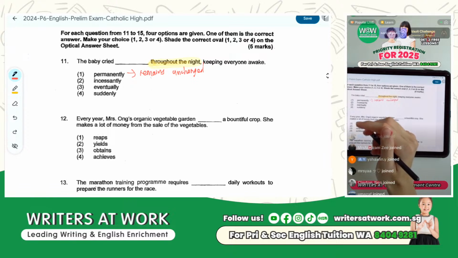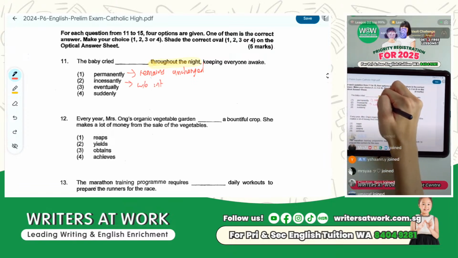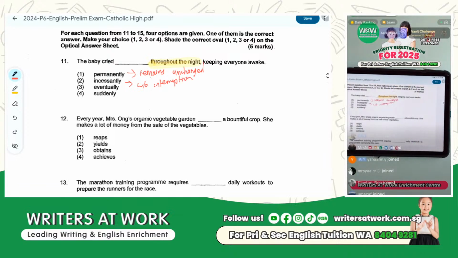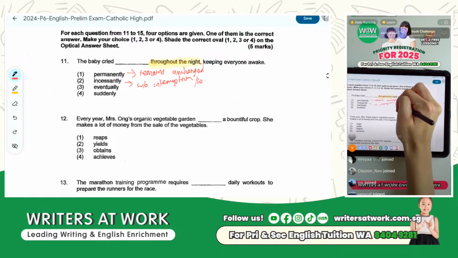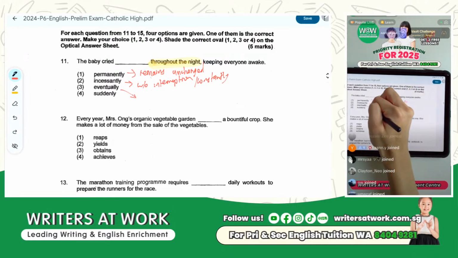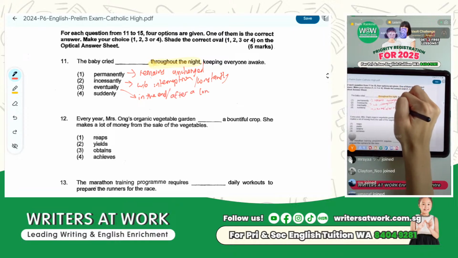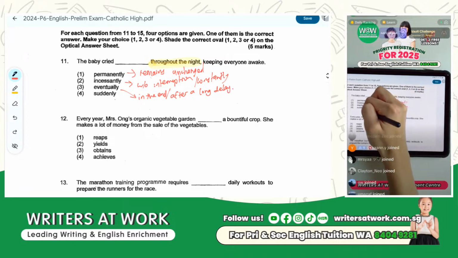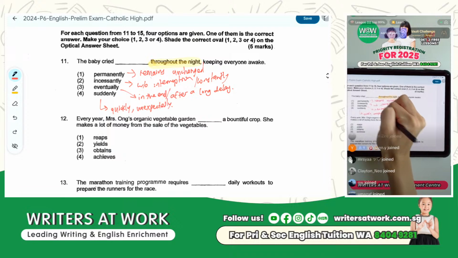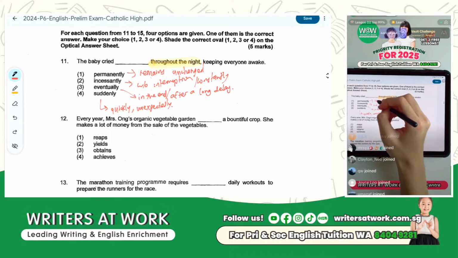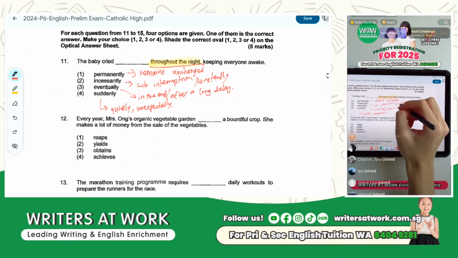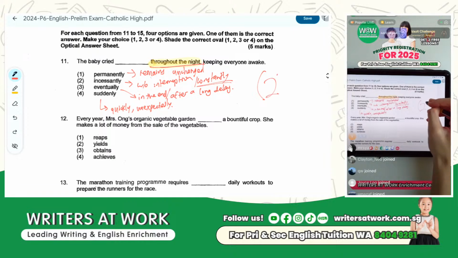Next, incessantly here means something is done without interruption or constantly. Thirdly, eventually means in the end, or we are referring to after a long delay. Fourthly, when we talk about suddenly, we are looking at something that happened very quickly and unexpectedly. It means something that you did not anticipate. So you can see that the action was ongoing throughout the night. It means that it was constant. So our answer here will be number 2.